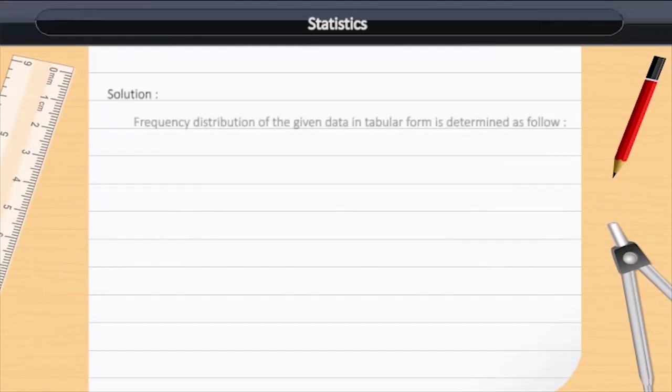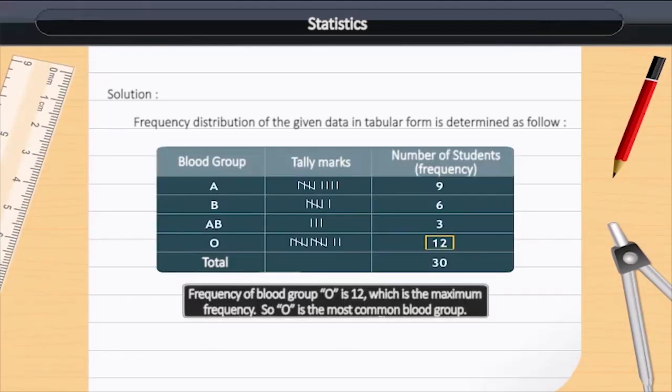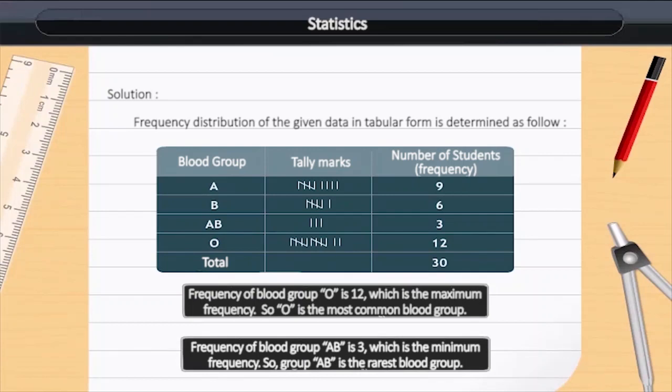Solution. Frequency distribution of the given data in tabular form is determined as follows. Frequency of blood group O is 12, which is the maximum frequency. So O is the most common blood group. Frequency of blood group AB is 3, which is the minimum frequency. So, group AB is the rarest blood group.